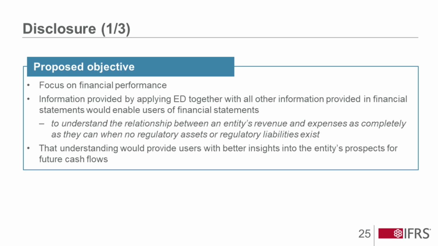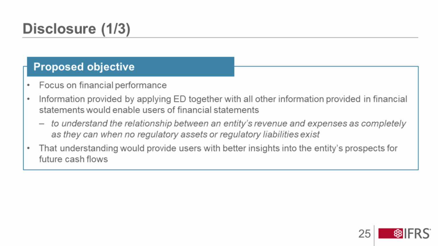Now, that understanding would provide them insights into the entity's prospects for future cash flows. The board also proposes a second disclosure objective, which is to provide information to enable users to understand the entity's regulatory assets and regulatory liabilities. Now, that understanding will provide them with insights into how regulatory assets and regulatory liabilities affect the entity's future cash flows.